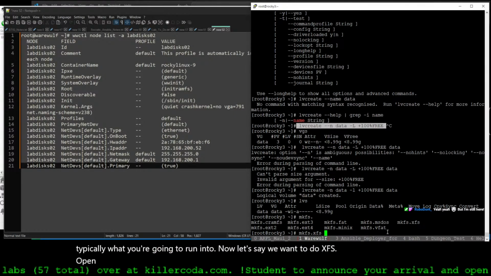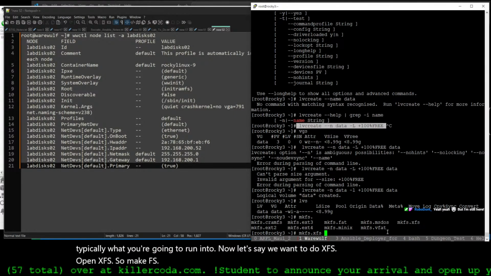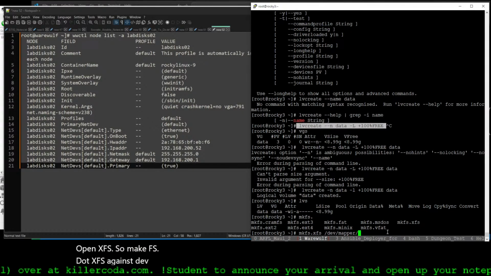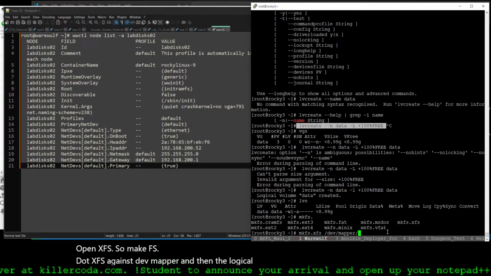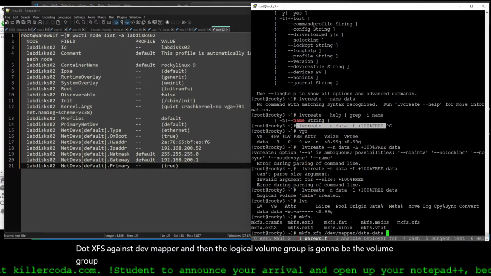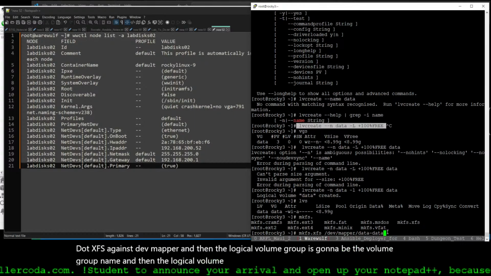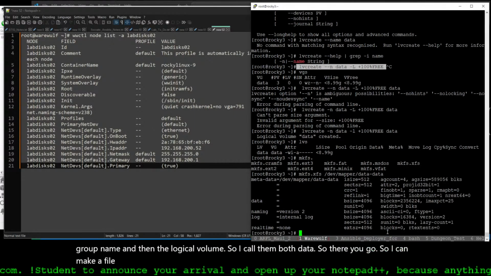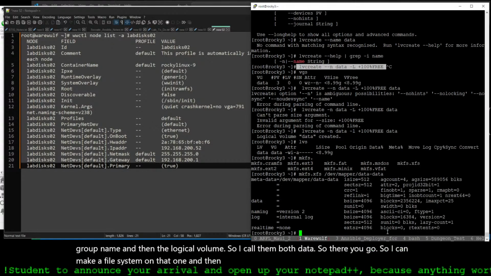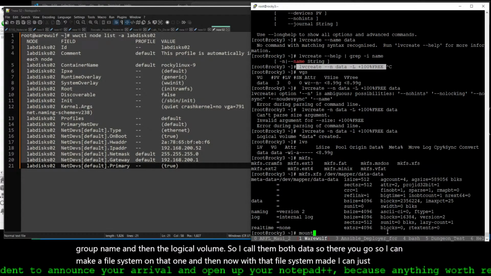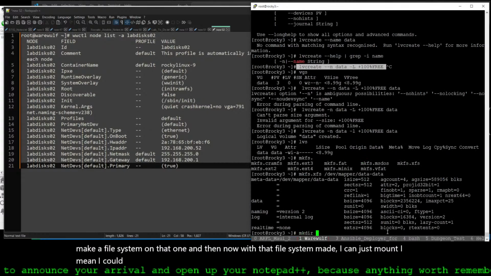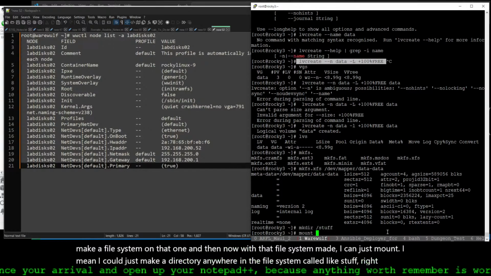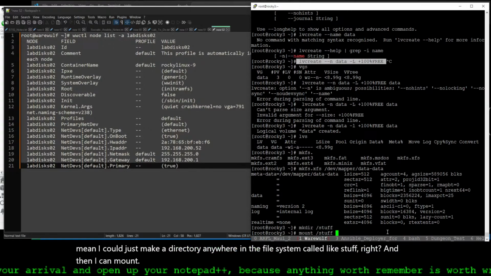So mkfs.xfs against /dev/mapper, and then the volume group name, and then the logical volume. I call them both data. So there you go. I can make a file system on that one, and now with that file system made, I could just make a directory anywhere in the file system called like stuff, right? And then I can mount stuff to it.